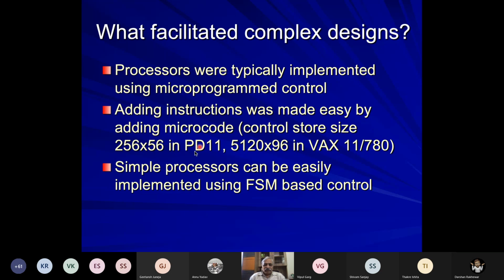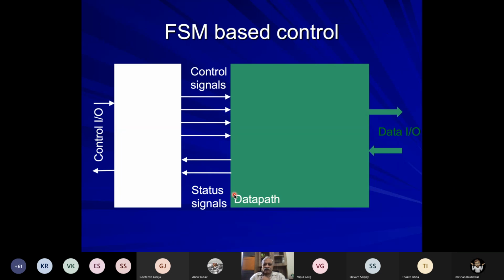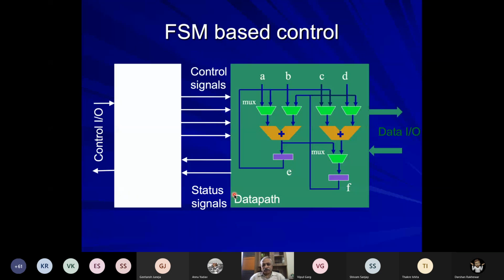So for example, in one machine from a company, the PDP-11, its size was 256 by 56, which means 256 microinstructions, each of 56 bits. Okay, and its successor, the VAX-11/780, had 5,120 microinstructions, each 96 bits. So I'll come in a moment to explain what this control store is. But on the other hand, simpler processors could be designed not by this approach, but just using a finite state machine to control. So, what is this control approach which is different?